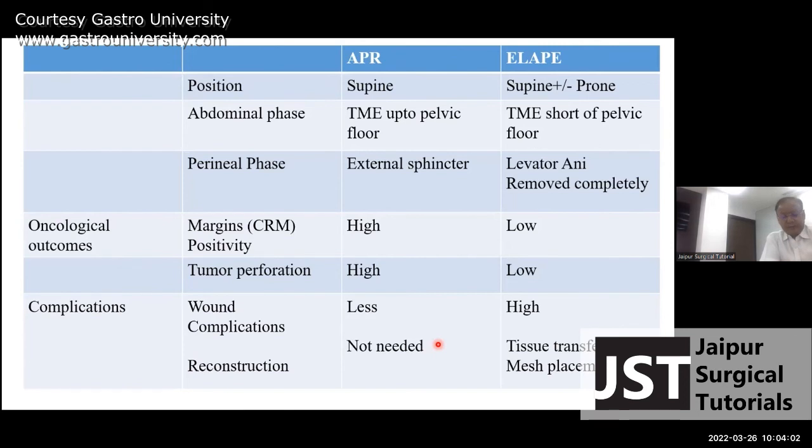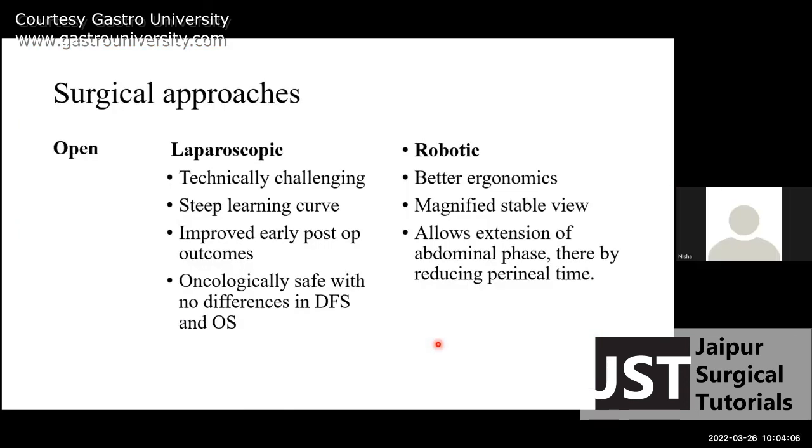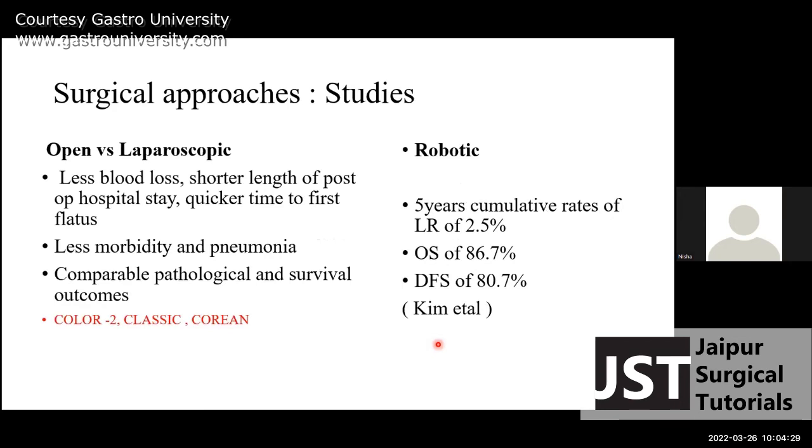Nisha, you may carry on. We have only a few minutes left, Nisha. Yes, sir. So just for completion purposes, open versus laparoscopy and robotic: they say that laparoscopy is technically challenging and needs a steep learning curve, but has improved early post-operative outcomes and is oncologically safe. Robotics has better ergonomics and a more magnified view, so we can go into the extended abdominal phase as opposed to the perineal phase.